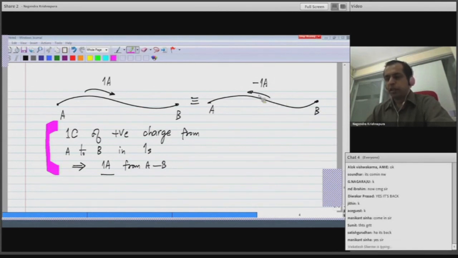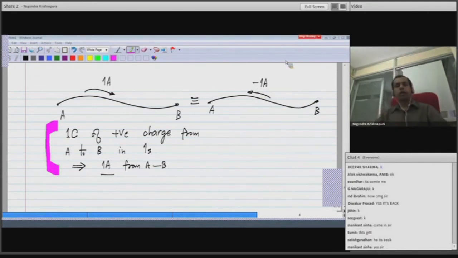So, that is about currents. Any questions, anything that is confusing about the definition of current and the convention of the sign? We will be talking about currents through wires.